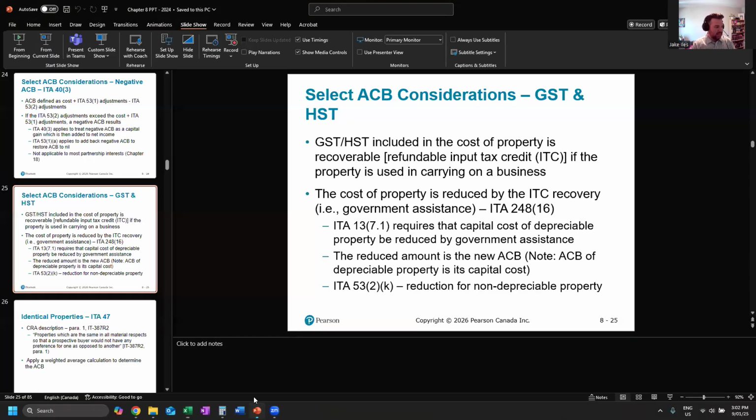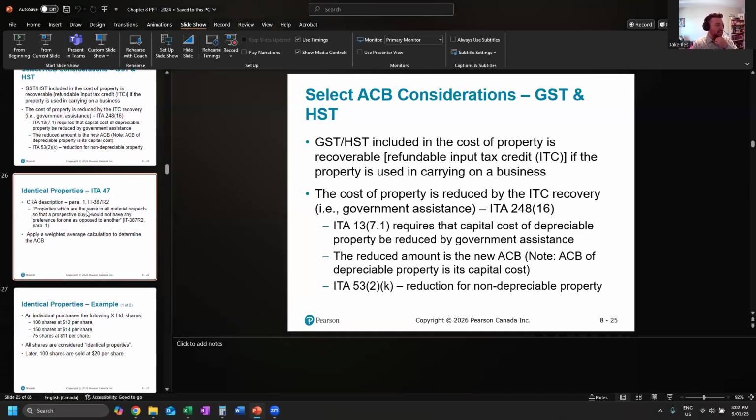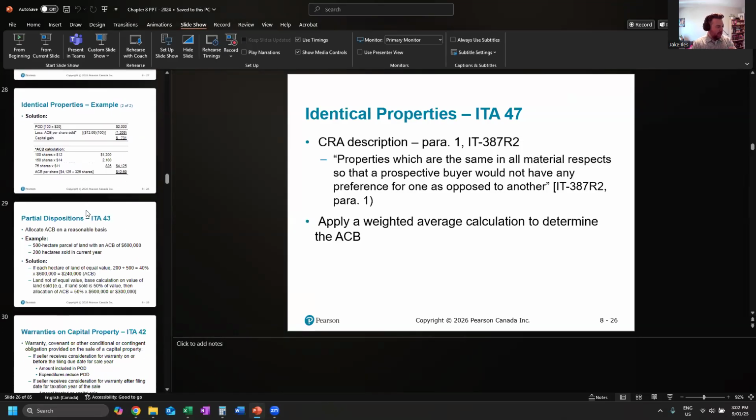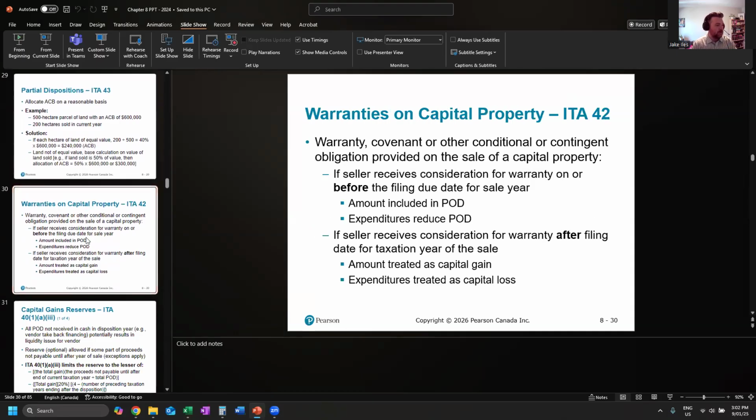We are 15 minutes in. Do I have time? I'm going to skip identical properties. I'm going to do that in the next video. 16 minutes. I want to jump to warranties.